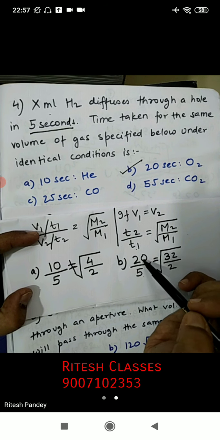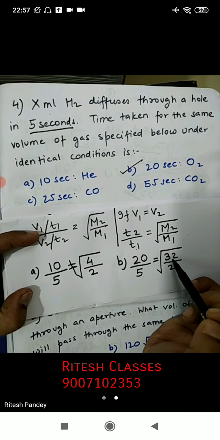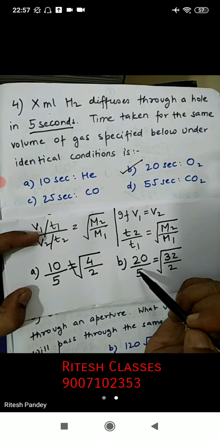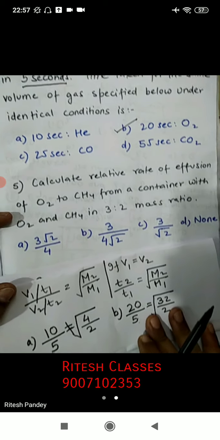Oxygen upon hydrogen, time taken is equal to root of molecular weight of oxygen upon hydrogen, root 16 is 4. I find option B right. I think most of you would have got it right. We'll move to question 5.